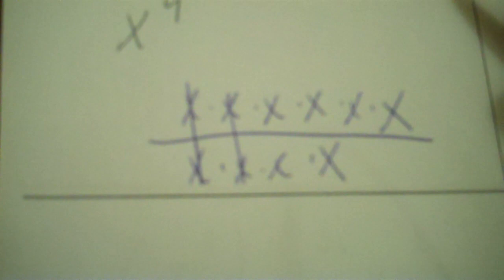Now, here's how division works. You draw a line, x to the 6th, that would be x times x times x times x times x times x. X to the 4th would be x times x times x times x. Now, when dividing, if you have an x on top and an x on bottom, they cancel. X top, x bottom, they cancel. That's how division works. The common factors are canceled.